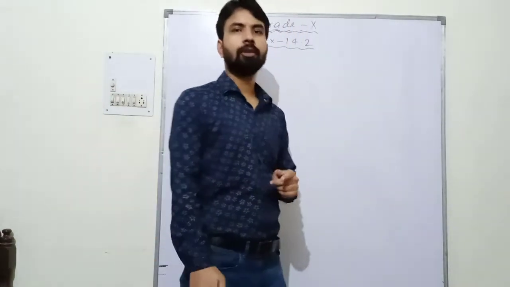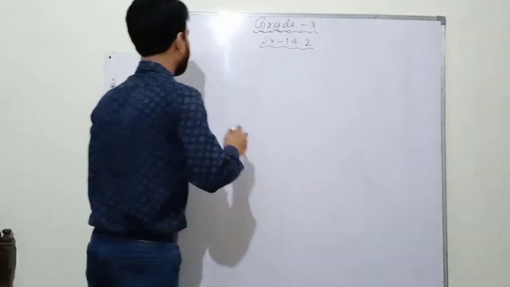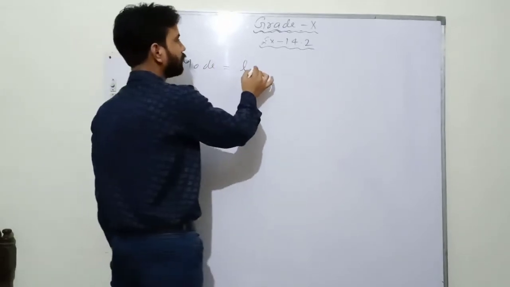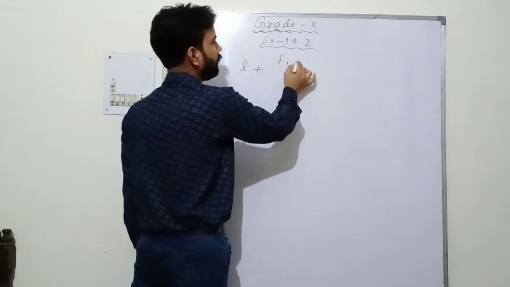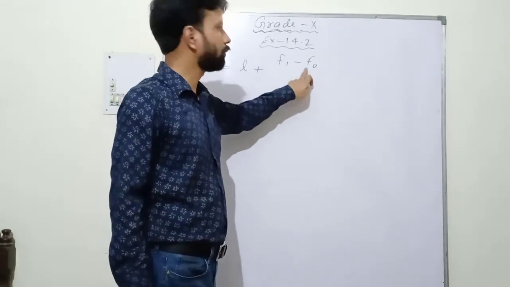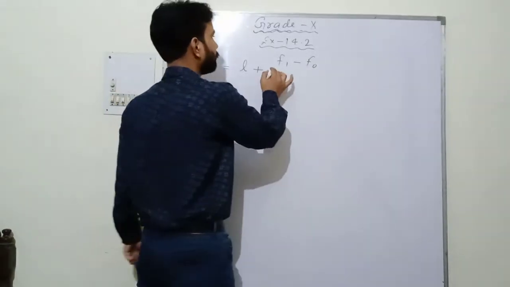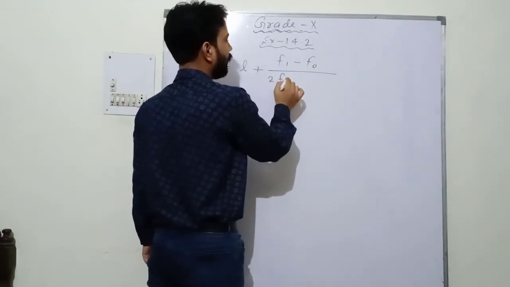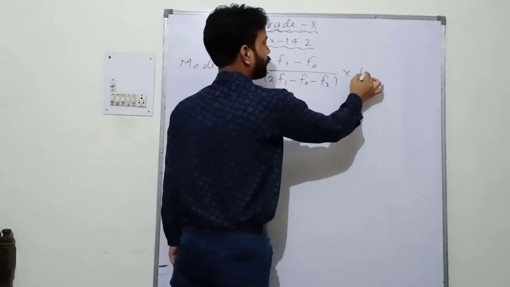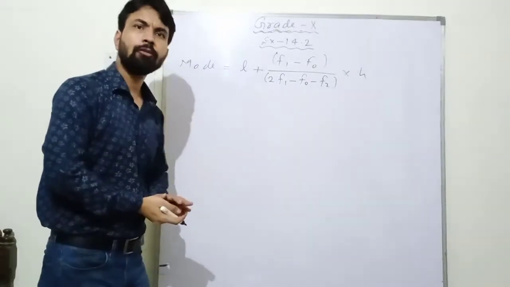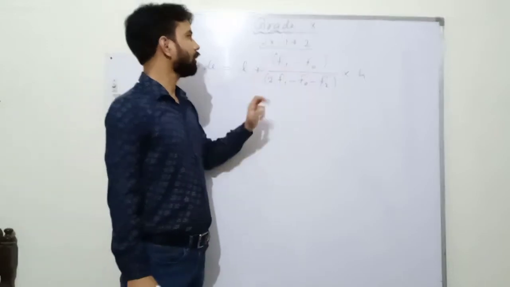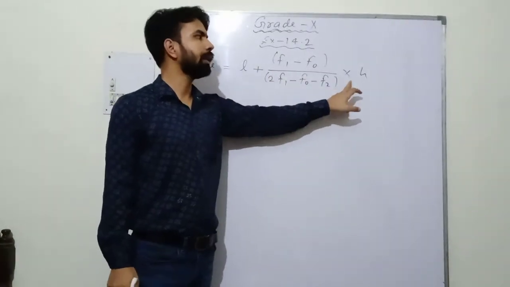So there is a formula for finding the mode of the data. That formula is: mode equals L plus (F1 minus F0) upon (2F1 minus F0 minus F2) into H. This is the formula for finding the mode of the given data.